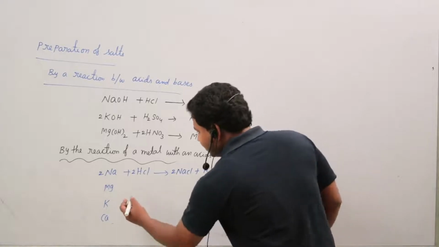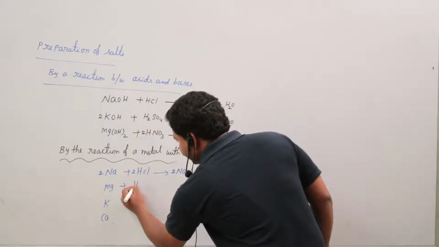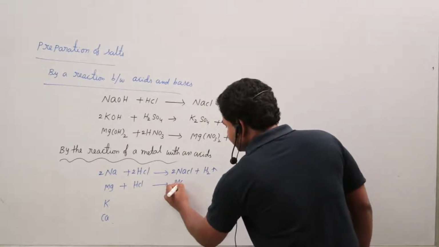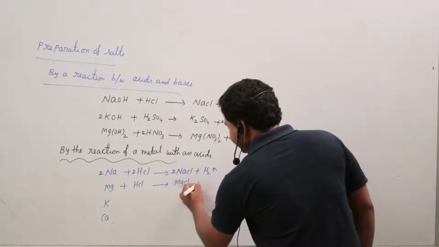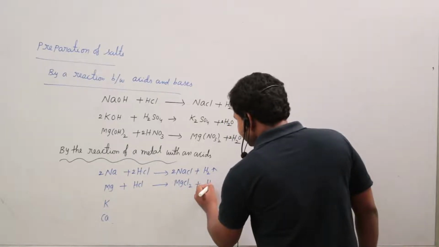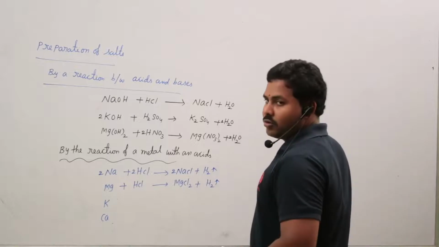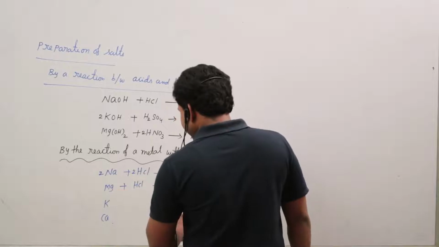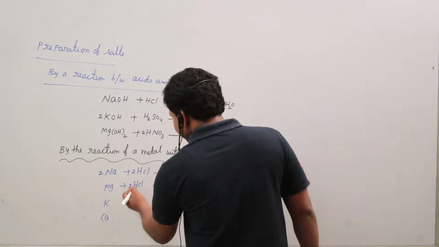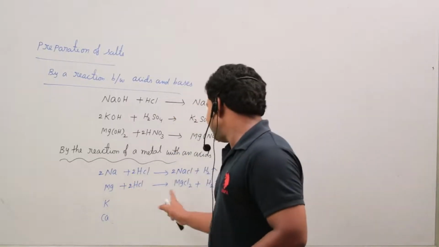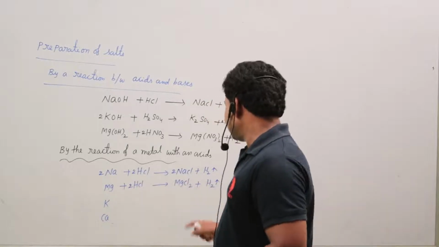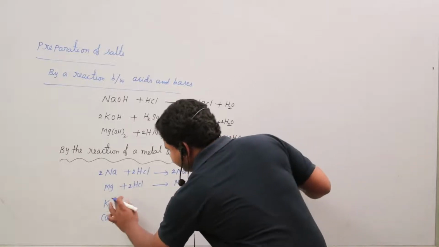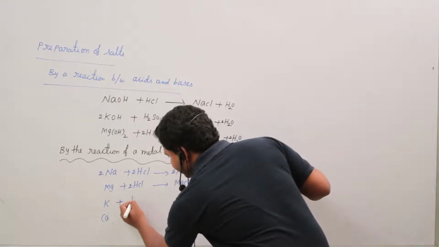Okay, and the next one, magnesium is reacted with hydrochloric acid to the formation of magnesium chloride salt and hydrogen gas is evolved. How to balance this equation? Magnesium balance, HCl in front of, now we can take 2. Mg balance, 2Cl balance, 2H is balanced. Now the total equation is balanced.